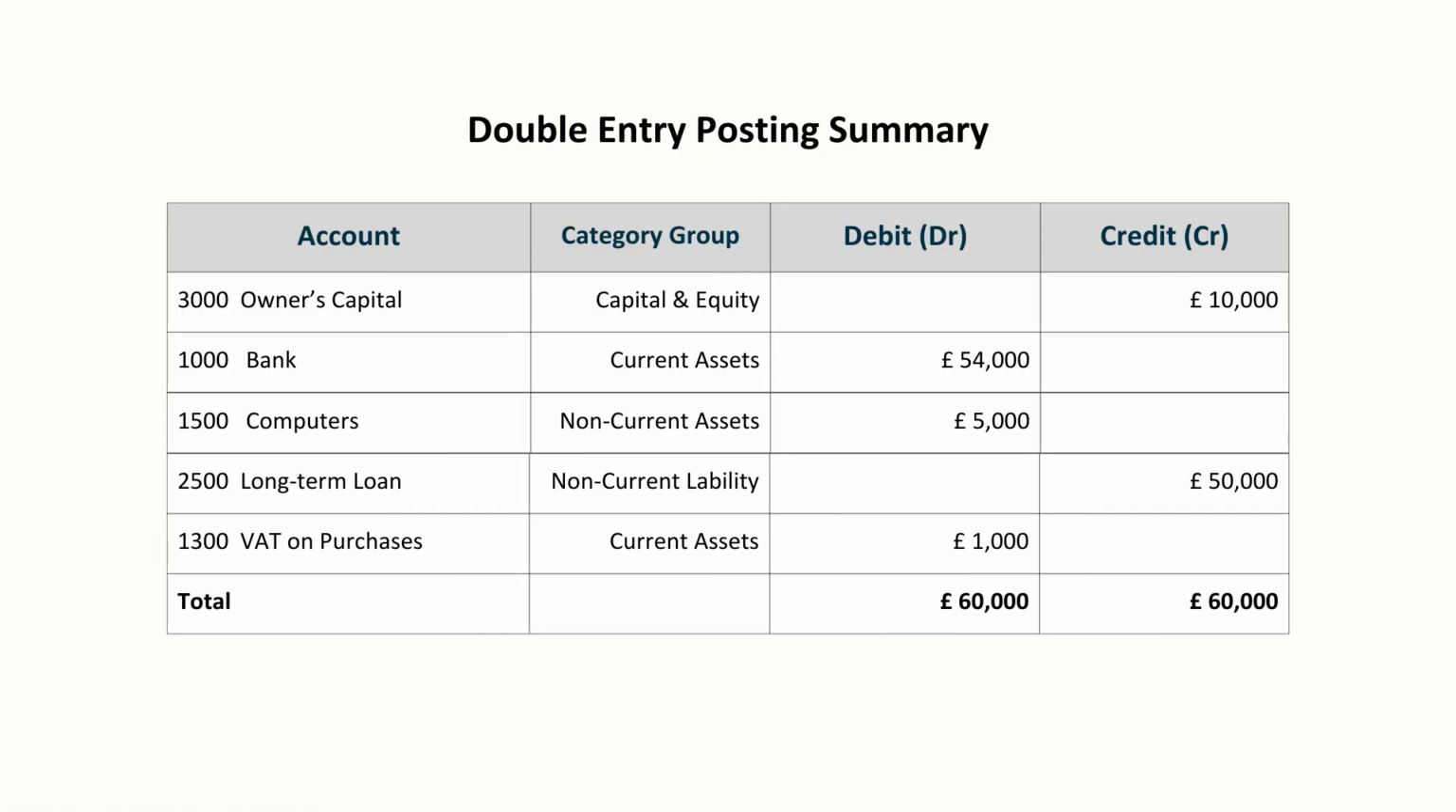The double entry tables and T accounts show how all these coded accounts interact. Current assets increase on the debit side, while capital and liabilities increase on the credit side.